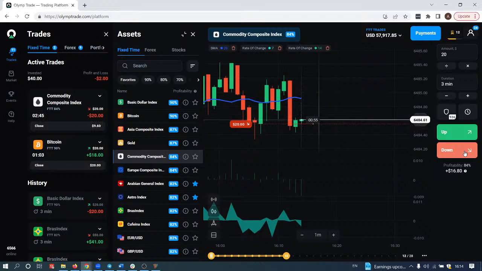All right, guys, my next trade is on the commodity composite index. In this case, I opened the trade in the downwards direction because we are trading below the 20 SMA, and the 14 rate of change is also below the 0 line, and the 7 rate of change is also below the 0 line. So basically all the conditions are there, and thus we open a trade in the downwards direction. So beautiful.